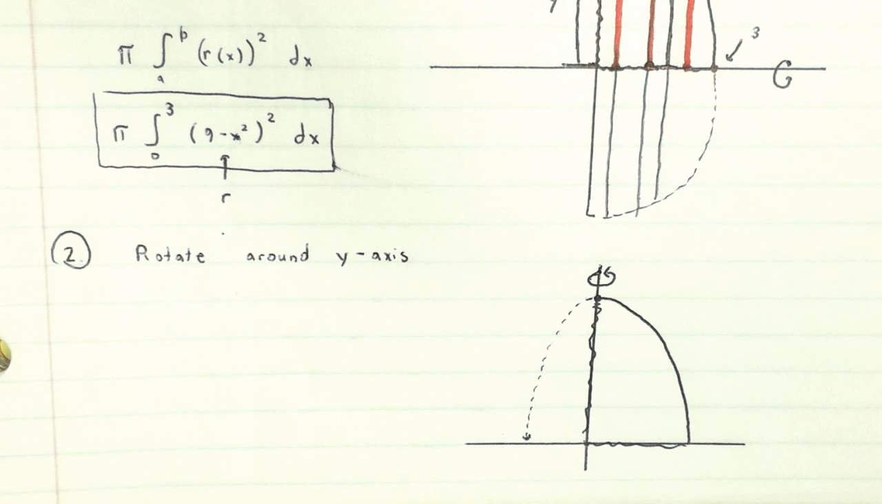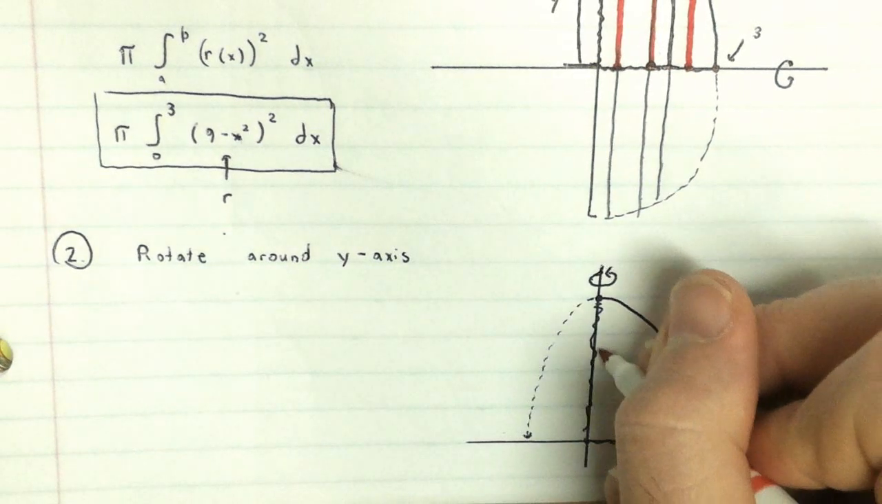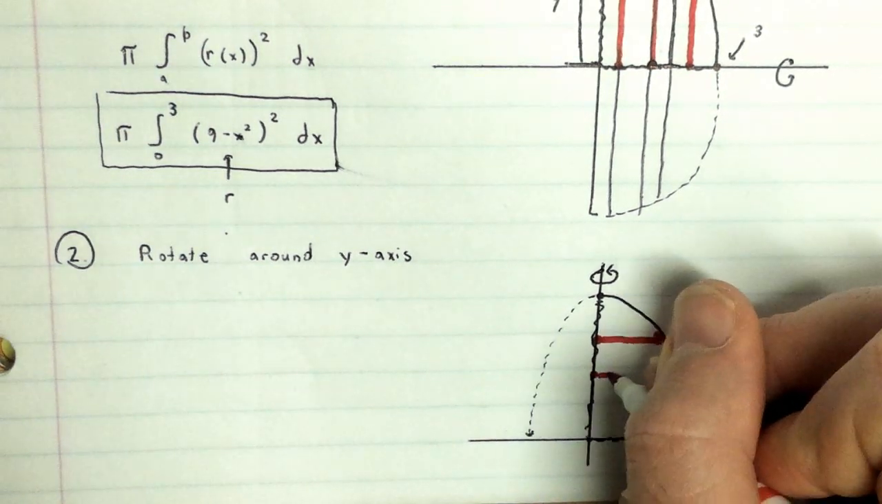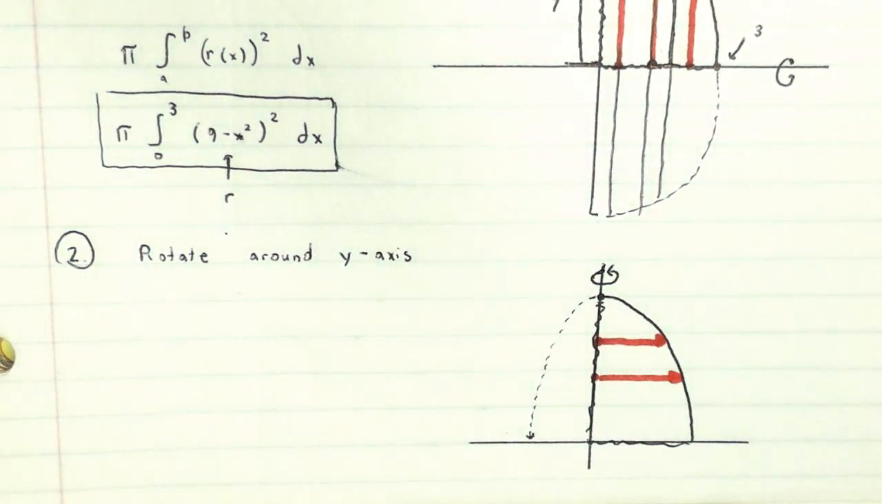My radius, I'm rotating around the y-axis. So where is my radius going to be pointed, horizontally or vertically? Horizontally. It's going to go out from the axis to the shape. Remember, I only want the radius. If I had taken the entire thing, it would have been diameter.